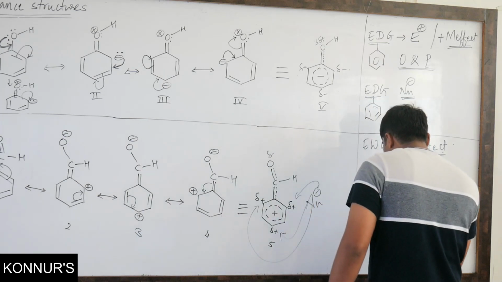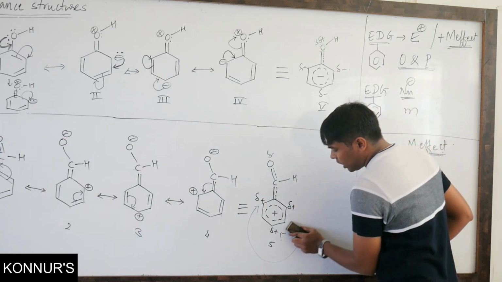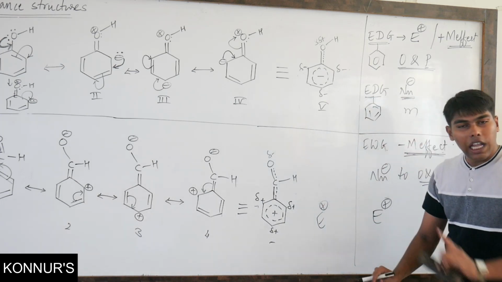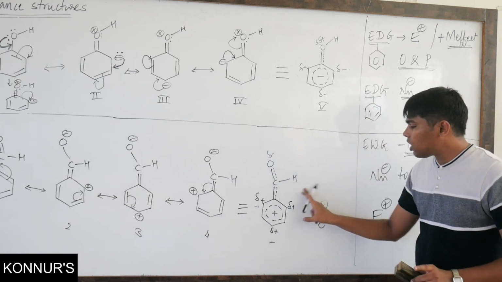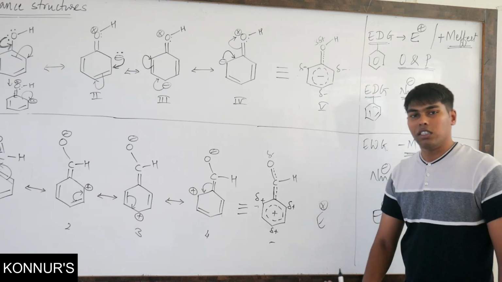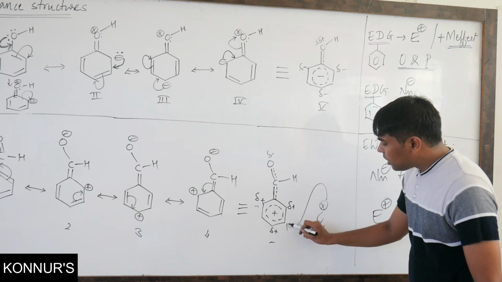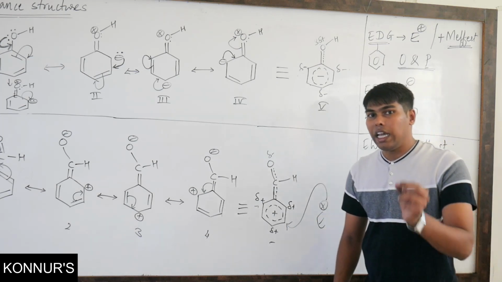What if the electrophile is present? What is an electrophile? Electrophile is an electron deficient center. The electron deficient center will not attack the electron deficient center only. It will attack that position which is slightly electron rich.